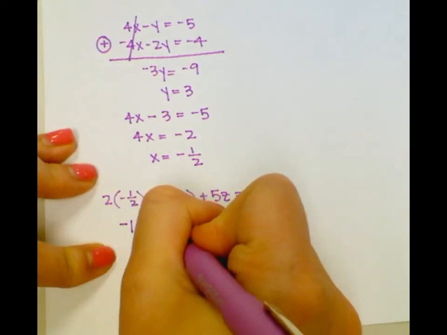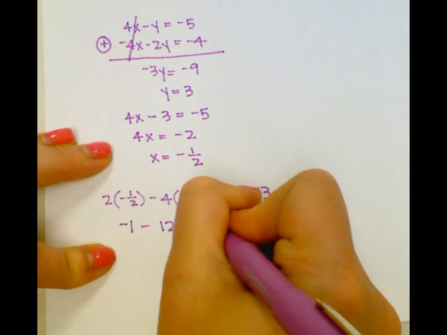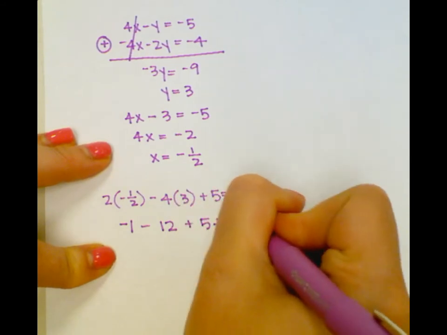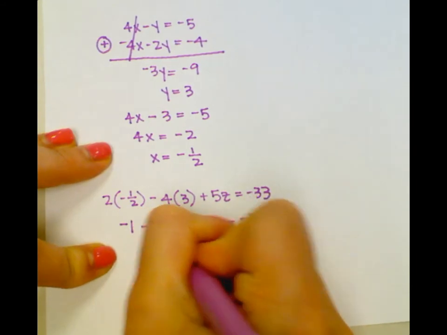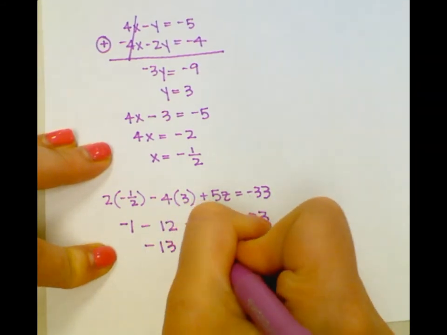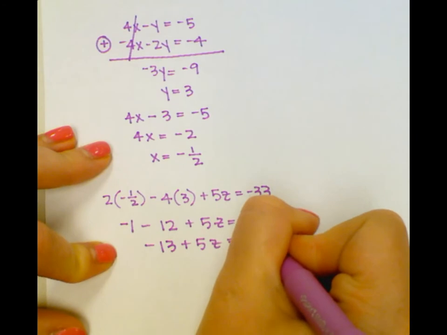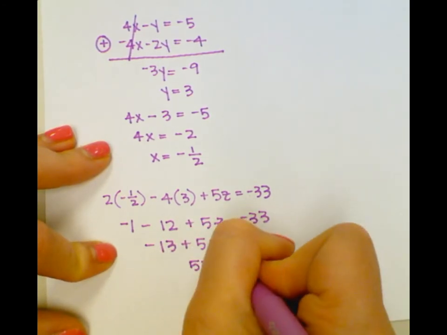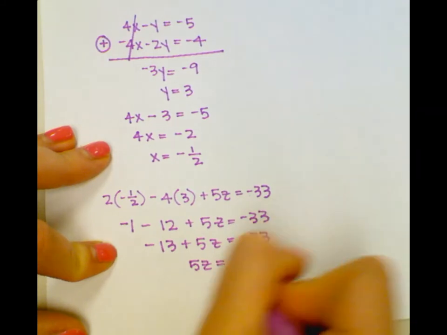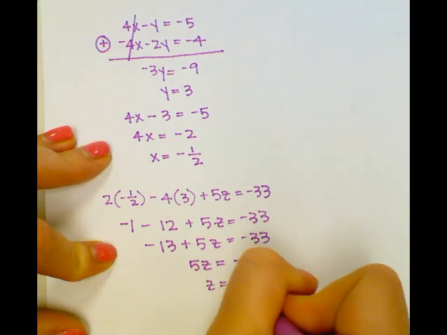Then I get negative 12. Still have my 5z. Still have my negative 33. So it looks like that's negative 13, just combine like terms there. Add that 13. So what do we get? 20. Divide by 5, negative 4.